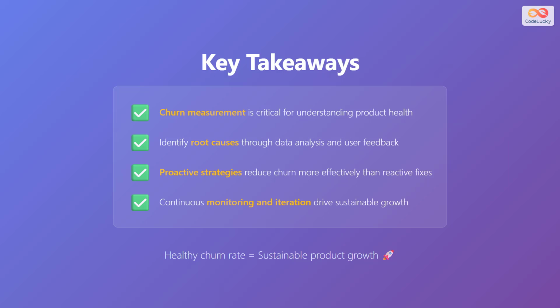Remember 4 essential lessons. First, measuring churn is critical for understanding your product's true health beyond vanity metrics. Second, identify root causes through careful data analysis and by listening to user feedback. Third, proactive strategies that prevent churn work much better than reactive fixes after users have already decided to leave. Fourth, continuous monitoring and iteration on your strategies drive sustainable long-term growth. By focusing on these principles, you build healthier products that retain customers and grow sustainably.